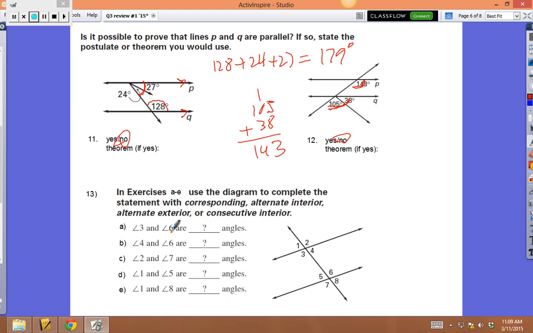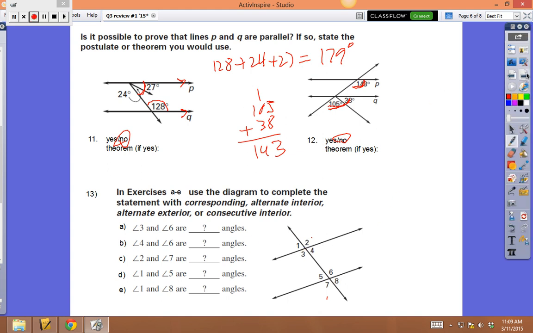Okay, 3 and 6. 3 and 6 are alternate interior. 4 and 6 are consecutive interior. 2 and 7 are alternate exterior. 1 and 5 are corresponding. 1 and 8 are alternate exterior.